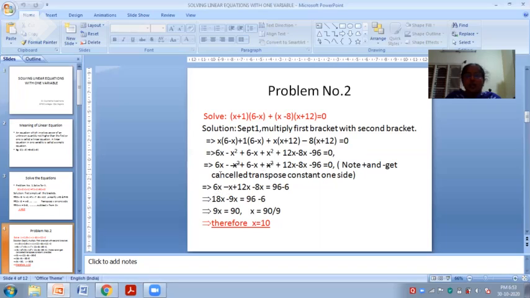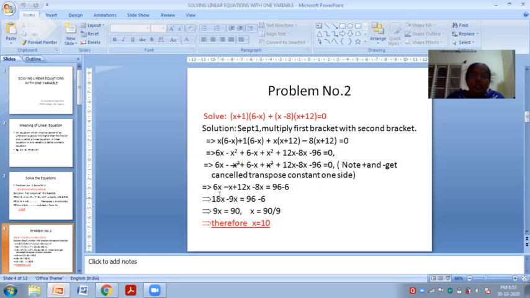Next, come to simplify this. That is 6x and then here 1x, and then here 12x, and here minus 8x. That means we are taking all the x on one side, all the constants on the other side. Here minus becomes plus 6 here, and here minus 96. When minus 96 is transferred to this side, what will be the sign? It becomes plus 96, and plus 6, after transfer to this side, becomes minus 6.